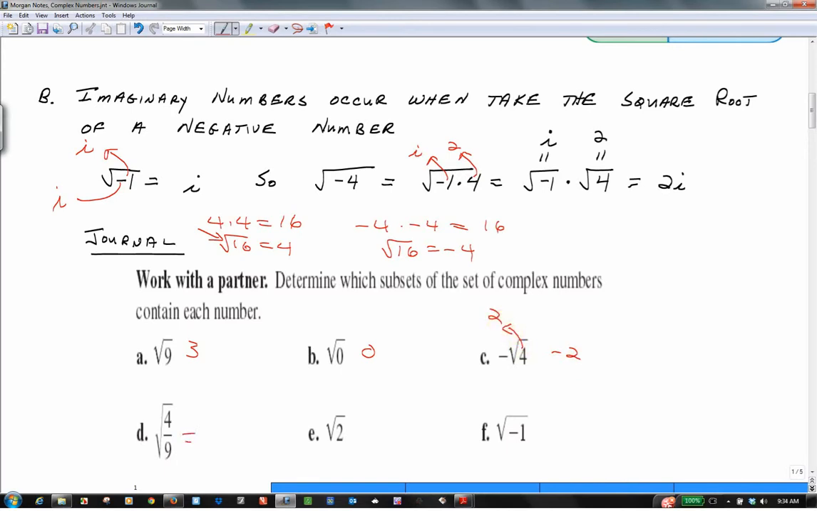This would be equal to the square root of 4 is 2. The square root of 9 is 3. The square root of 2 is just the square root of 2. That's not going to be simplified. But this one has a negative underneath the square root sign, so this is just going to be I.